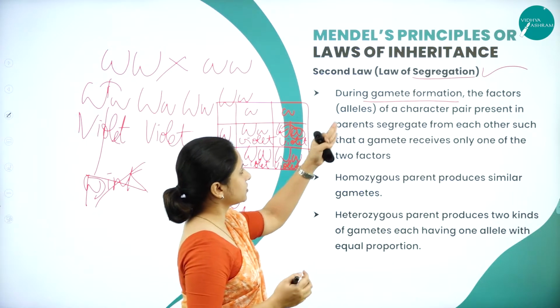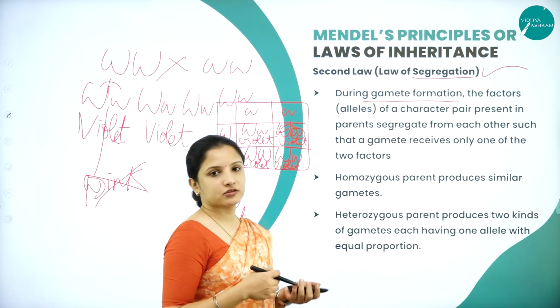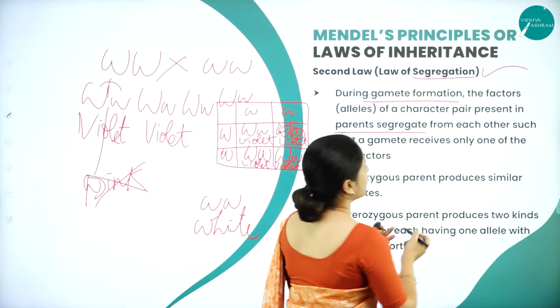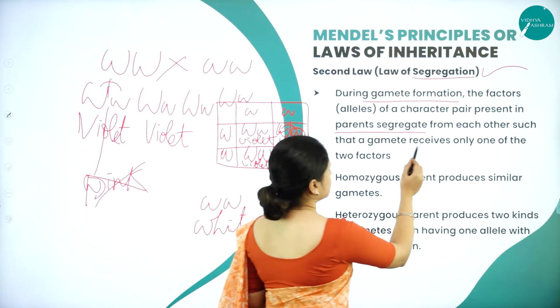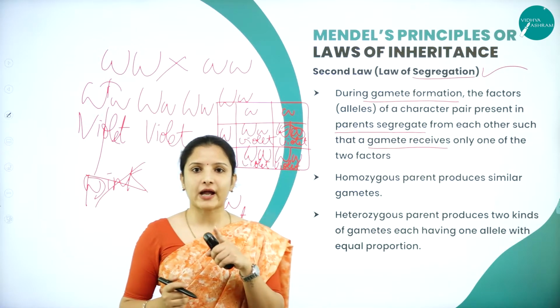So according to him, during gamete formation, the factors of a character, which are also called alleles, present in the parent, segregate or separate from each other in such a way that the gamete receives only one of the two factors.